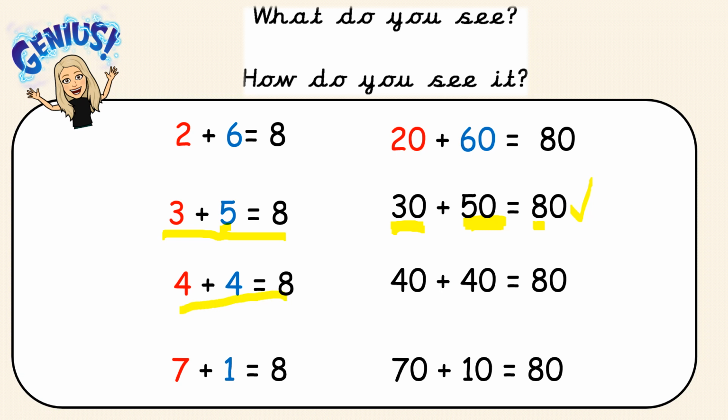4 plus 4 is equal to 8, that's our double. So therefore 40 plus 40 is equal to 80. 7 add 1 is equal to 8. So therefore, 70 add 10 is equal to 80.